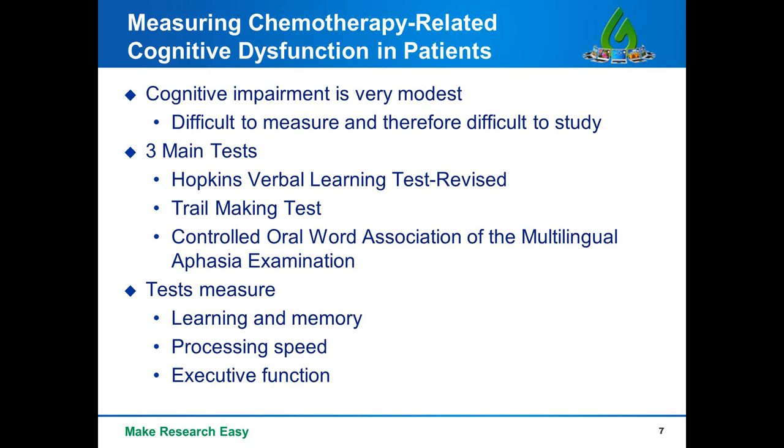The total number of words across all 3 trials is considered to be the score. Collectively, these tests measure learning and memory, processing speed, and executive function, which are routinely used to evaluate Alzheimer's disease and dementia. However, Alzheimer's disease and dementia may present differently than chemobrain, and so it's unclear whether these tests are the most appropriate tests to measure chemobrain.